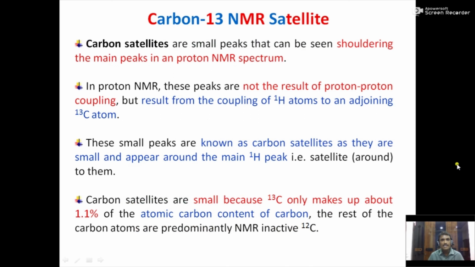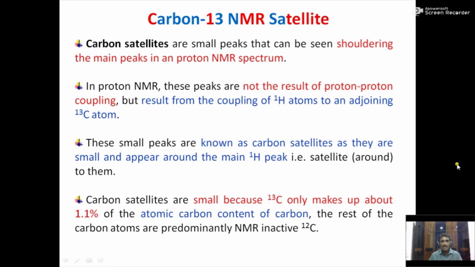Carbon-13 NMR satellites. I have told you carbon-13 is NMR active. H1 is also NMR active. If you have a highly symmetric molecule, and in that symmetric molecule you have H1 as well as C13, then carbon-13 NMR satellite peaks are observed. Carbon satellites are small peaks that can be seen shouldering the main peak in the proton NMR spectrum. On either side of the main peak, these satellite peaks are observed.